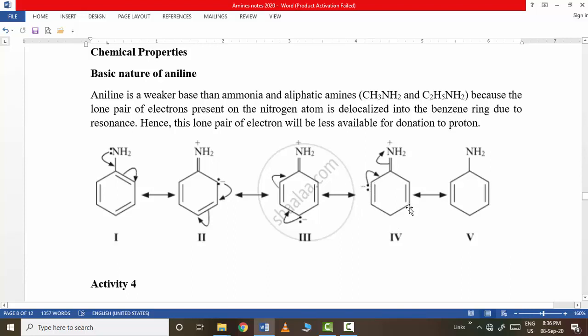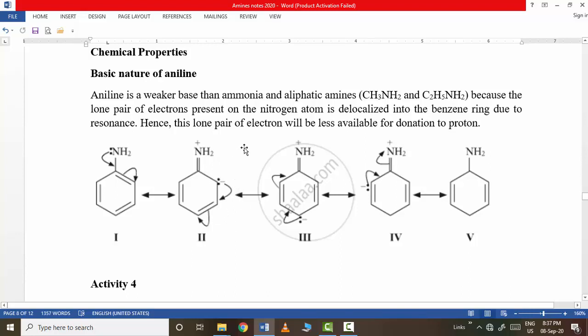Every corner in this hexagonal shape is a carbon. This is not simply a ring. This is one carbon here, one carbon here, one carbon here, one carbon. So in total you have six carbons, each with a hydrogen. This carbon will not have the hydrogen. So you can see in each of these resonance structures the lone pair is getting delocalized. It is moving from one carbon to another carbon.